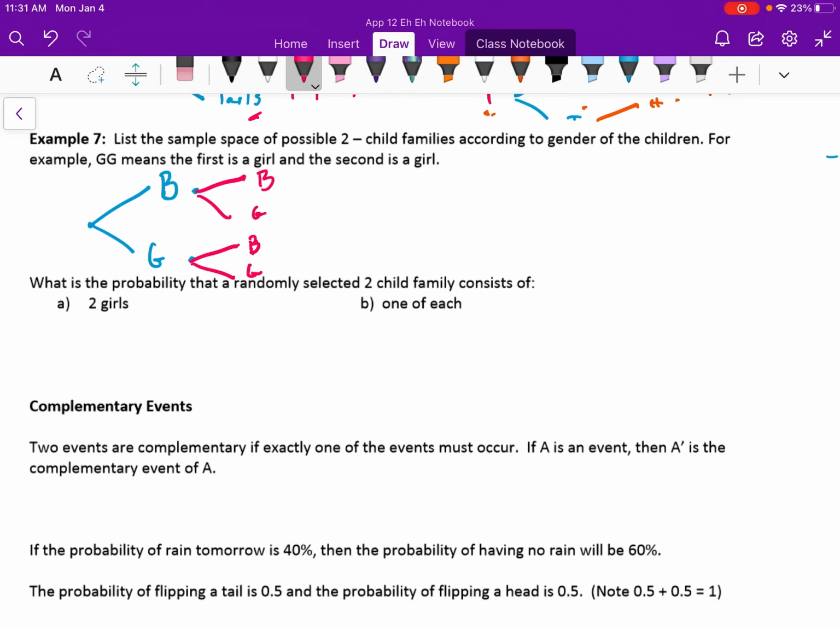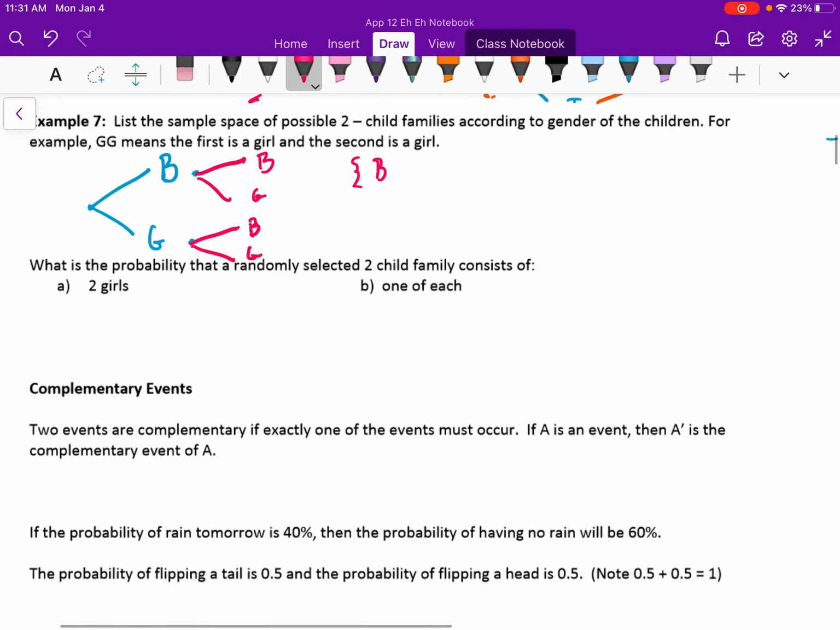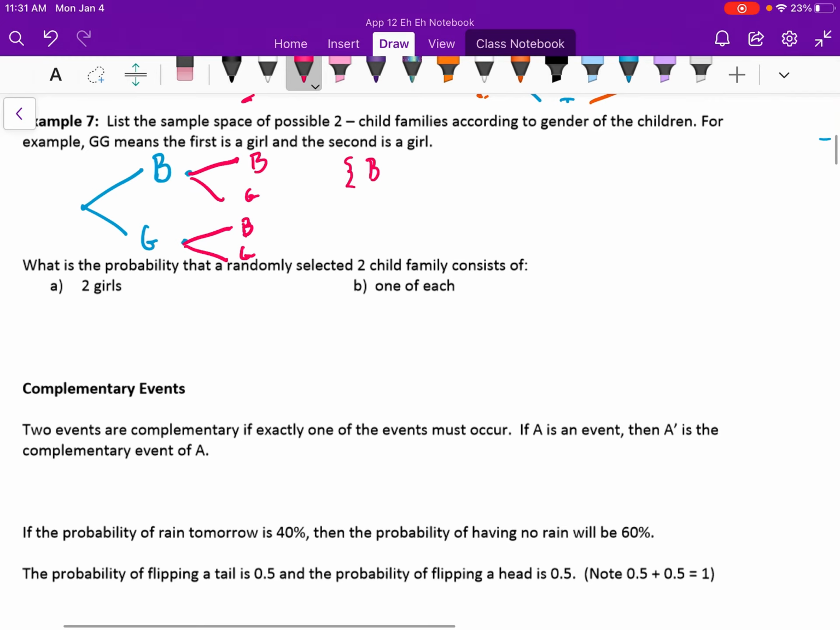So going down this probability tree, what I can see is that the sample space could be 2 boys, or a boy and then a girl, or a girl then a boy, and then a girl and a girl. So 1, 2, 3, 4. There are 4 possible outcomes here.